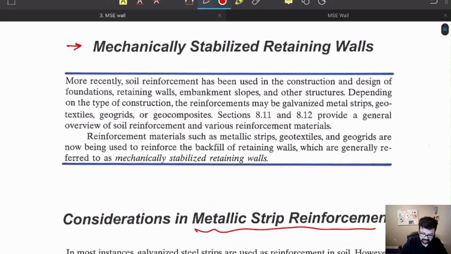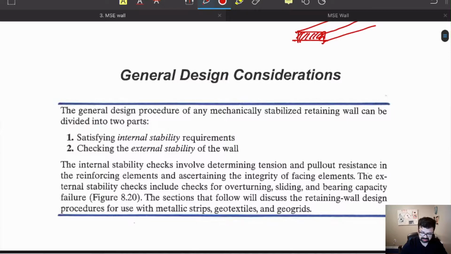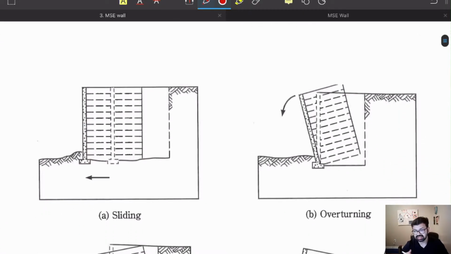Now, there are some general considerations to design an MSE wall. One of the primary considerations is that it has to satisfy the internal stability of the system, as well as the external stability of the system. So let's cover the external stability of the system, and then we'll go to the internal stability.